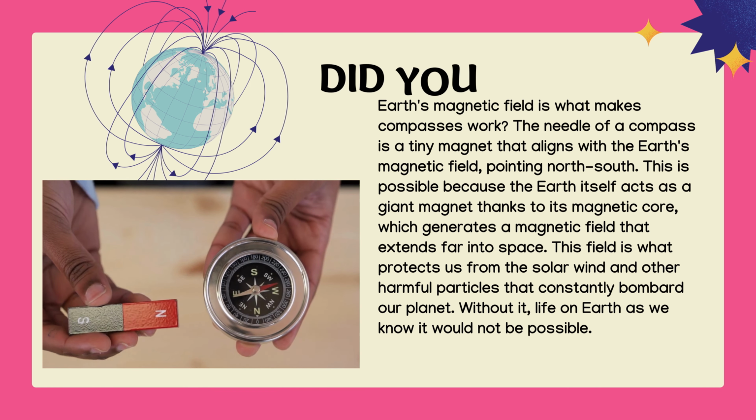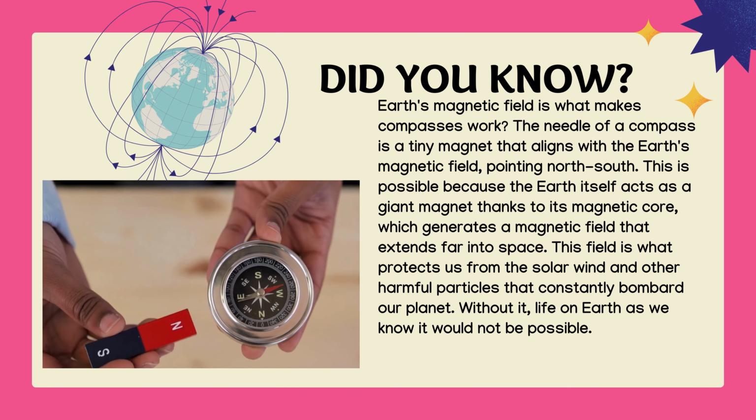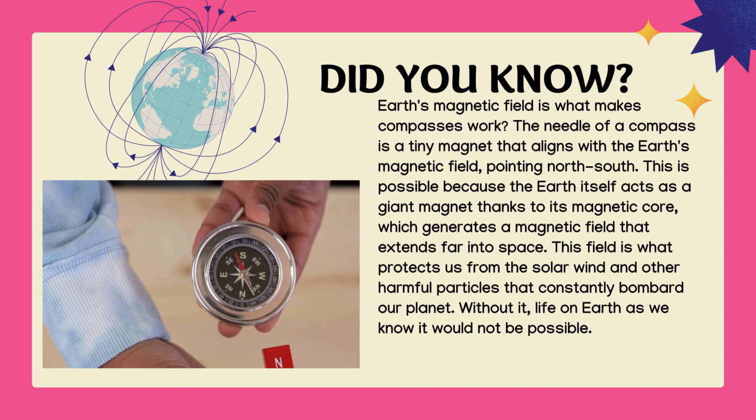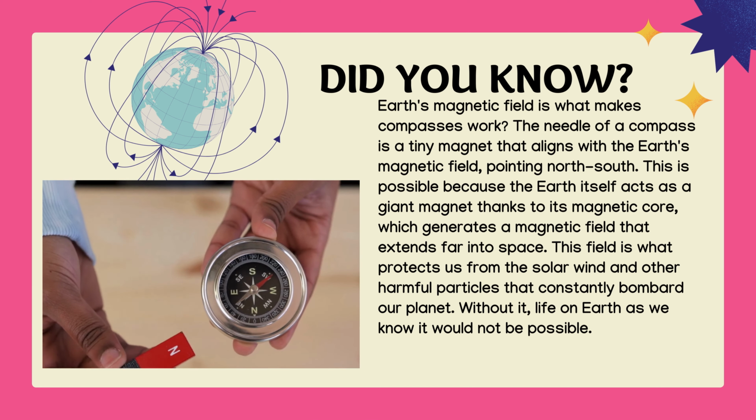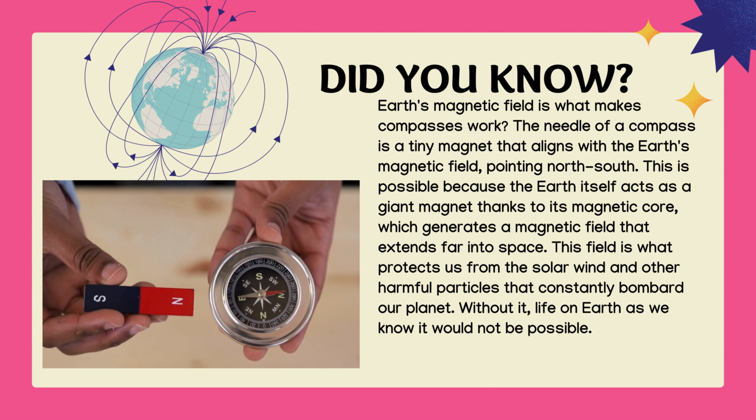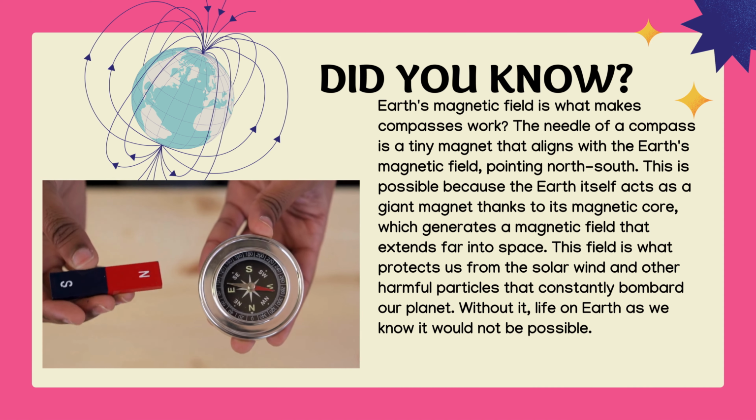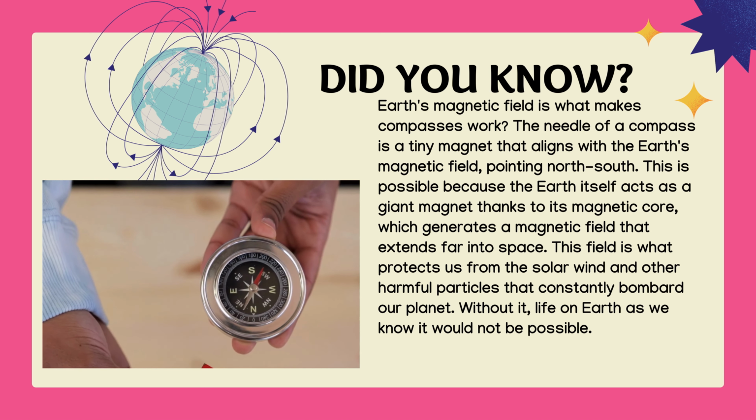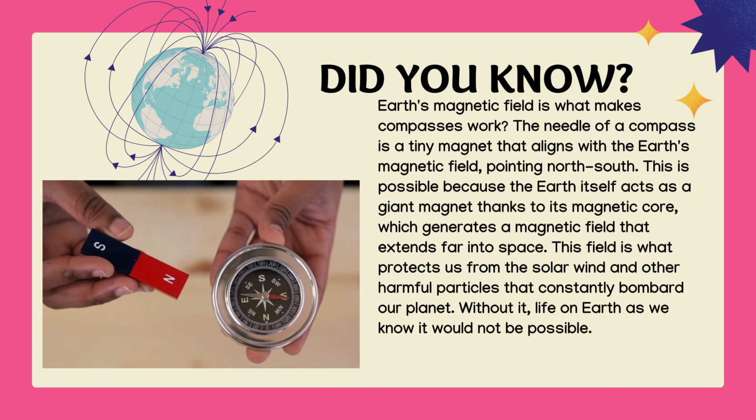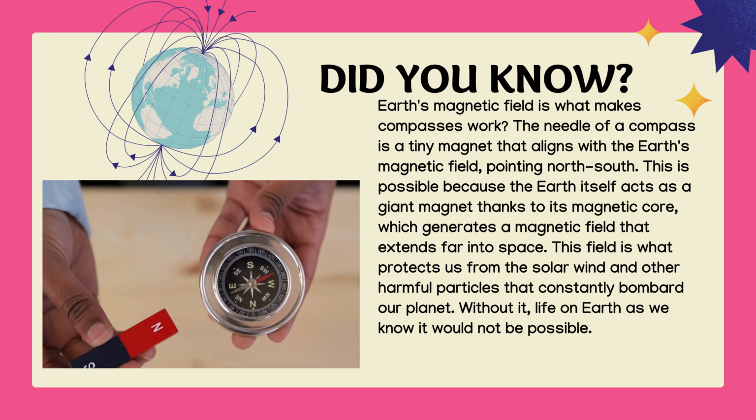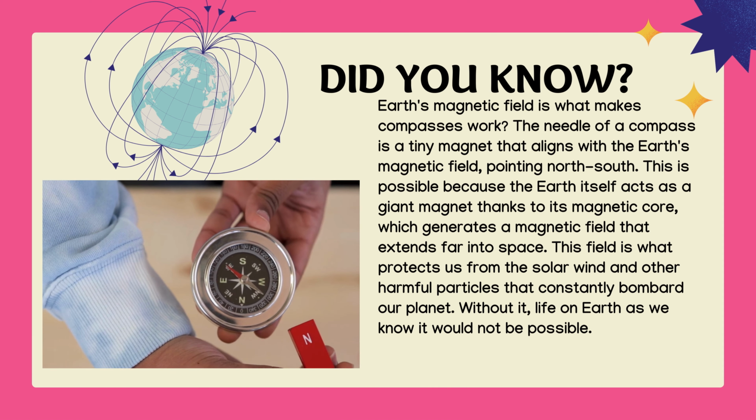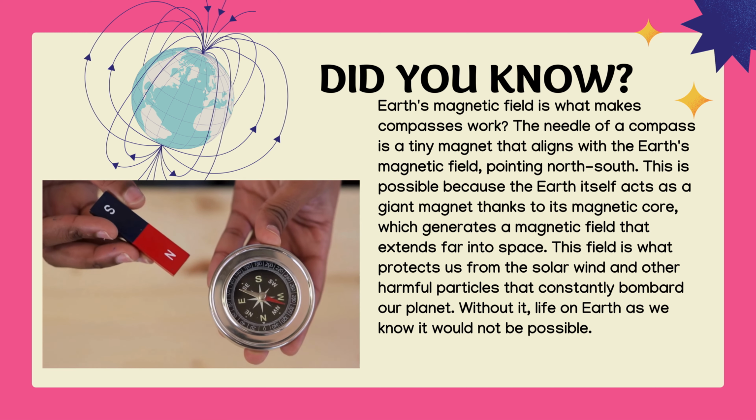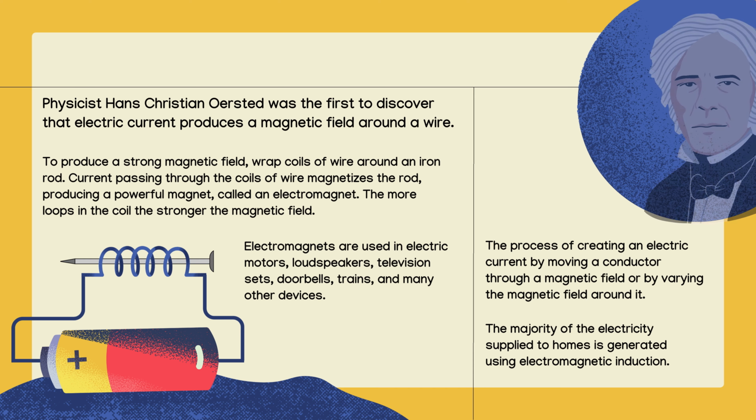Do you know? Earth's magnetic field is what makes compasses work. The needle of a compass is a tiny magnet that aligns with the Earth's magnetic field, pointing north-south. This is possible because the Earth itself acts as a giant magnet thanks to its magnetic core, which generates a magnetic field that extends far into space. This field is what protects us from the solar wind and other harmful particles that constantly bombard our planet. Without it, life on Earth as we know it would not be possible.